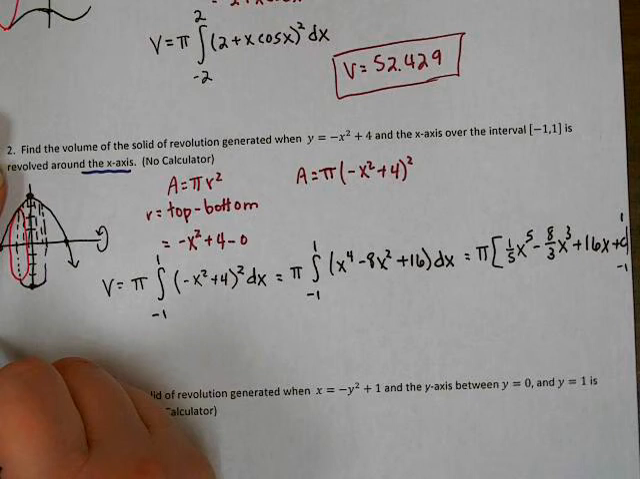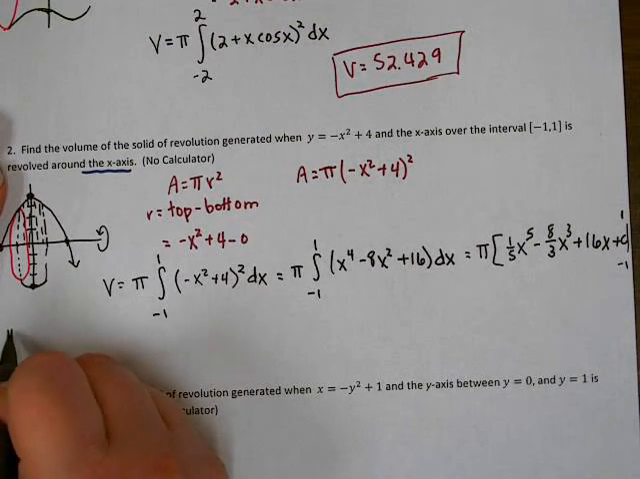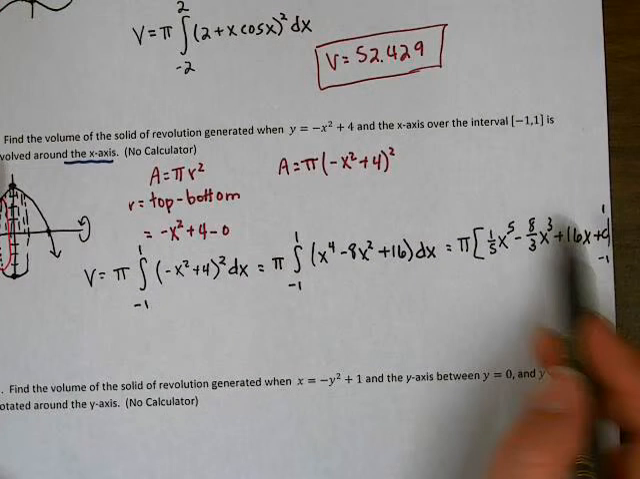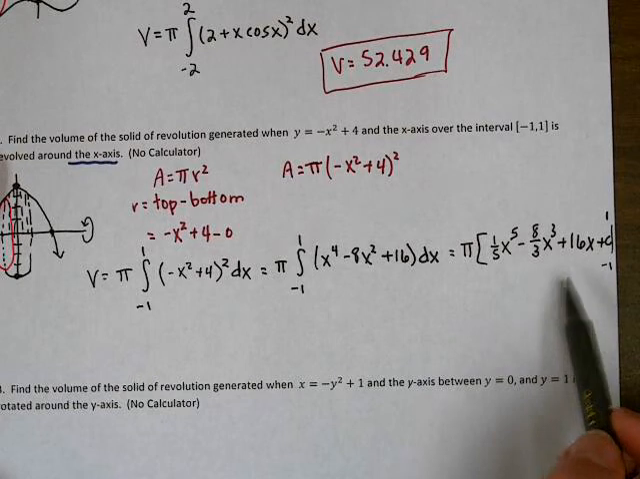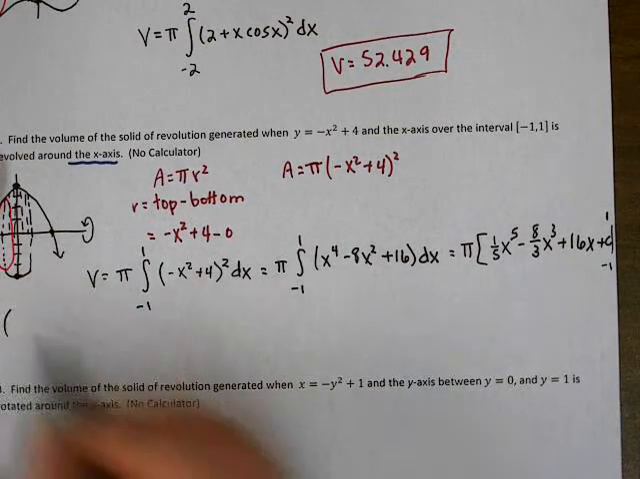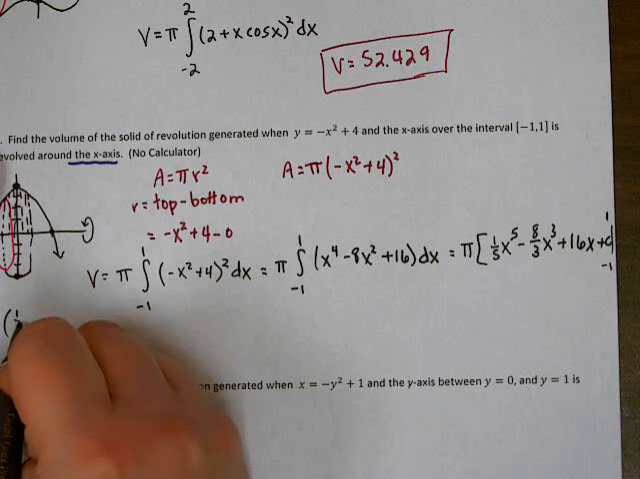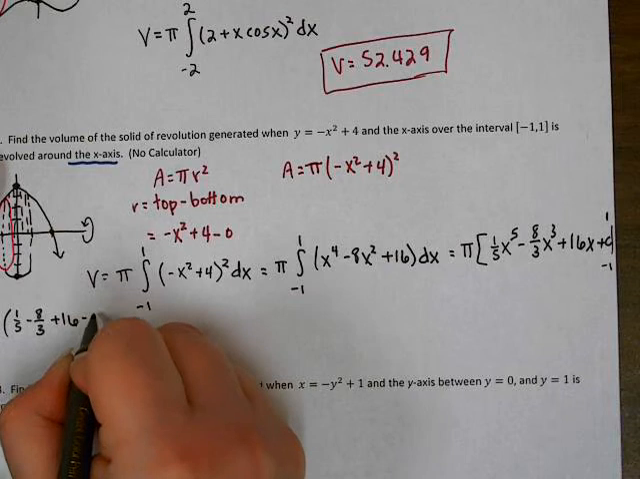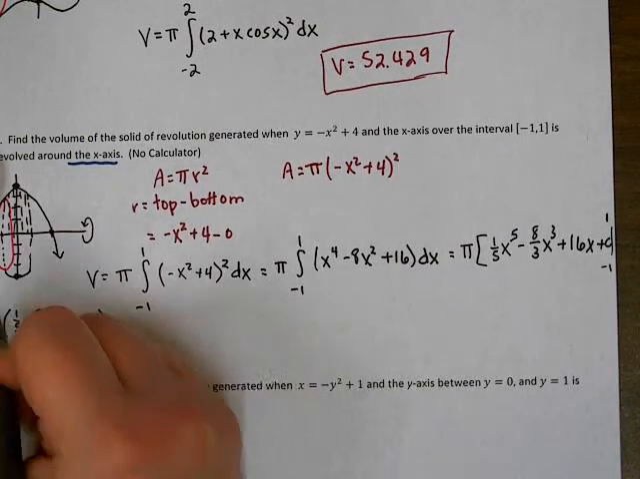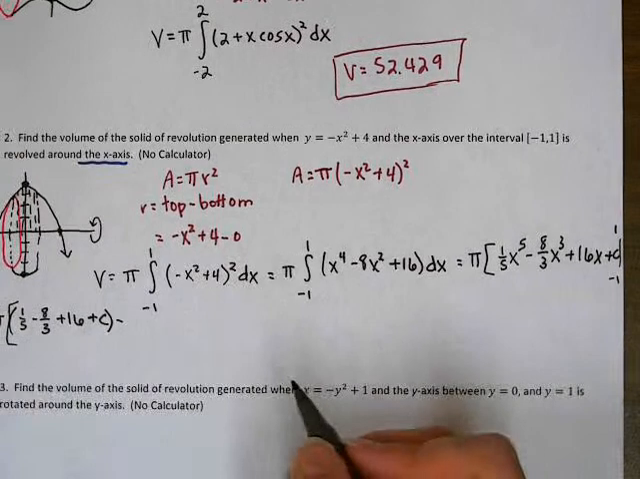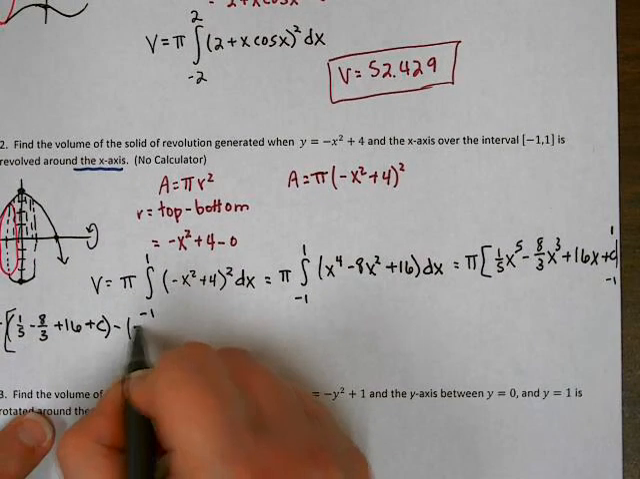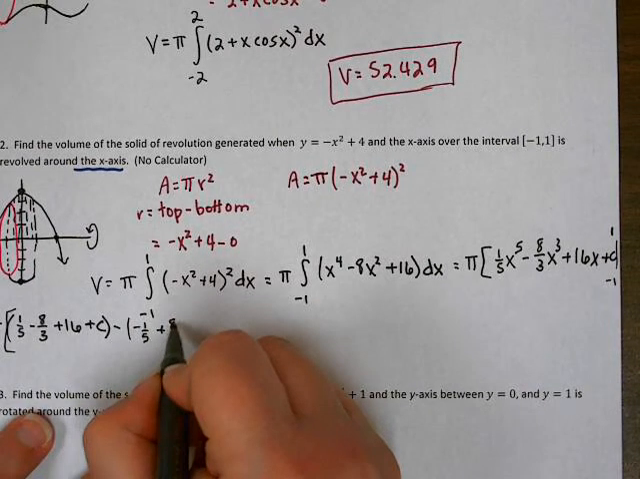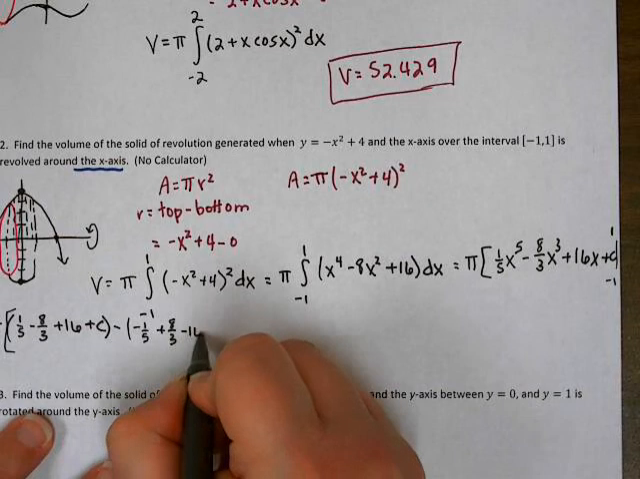Okay, so I'm going to go over here and keep going. So I've got pi, and if I plug in a +1, I know you can't see over here, so I'm going to focus here for a second so that you can see where I'm plugging stuff in. So if I plug in a +1, I would have 1/5 minus 8/3 plus 16 and then plus c. And then when I plug in my -1, I'd have a -1/5. That's going to become a plus 8/3 and then minus 16 plus c.